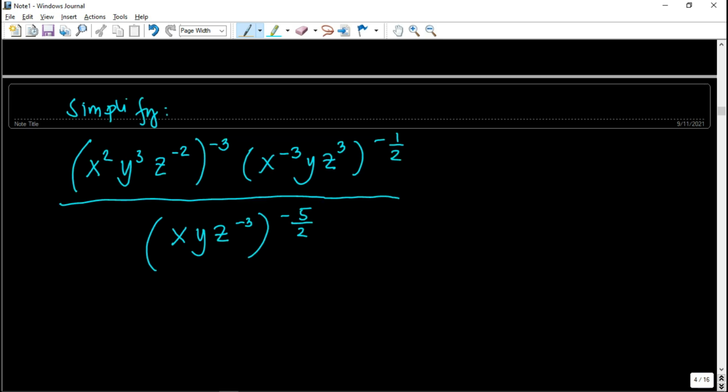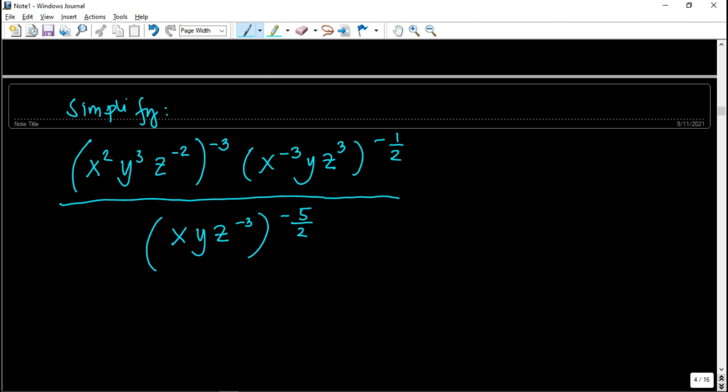Alright, so here we go to our next problem. We have here the quantity x squared, y cubed, z raised to negative 2, all of that raised to negative 3, times the quantity x raised to negative 3, y, z cubed, all of that raised to negative 1/2, then all over the quantity x, y, z raised to negative 3, all raised to negative 5/2. So let's simplify this expression. First, let's take it one at a time. Let's distribute the exponent of negative 3 in this quantity.